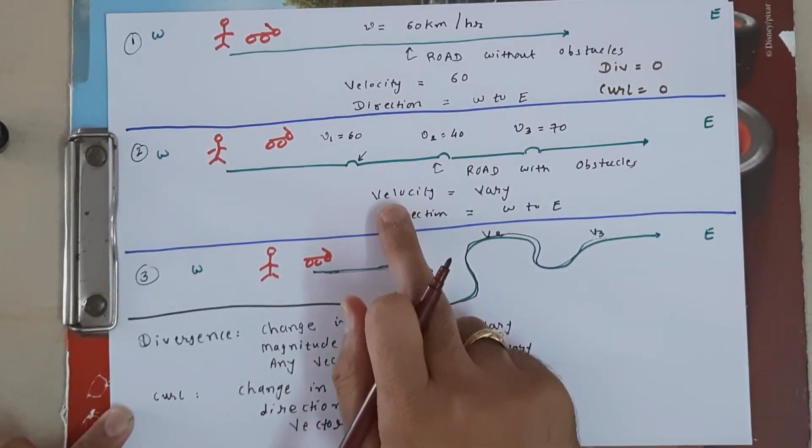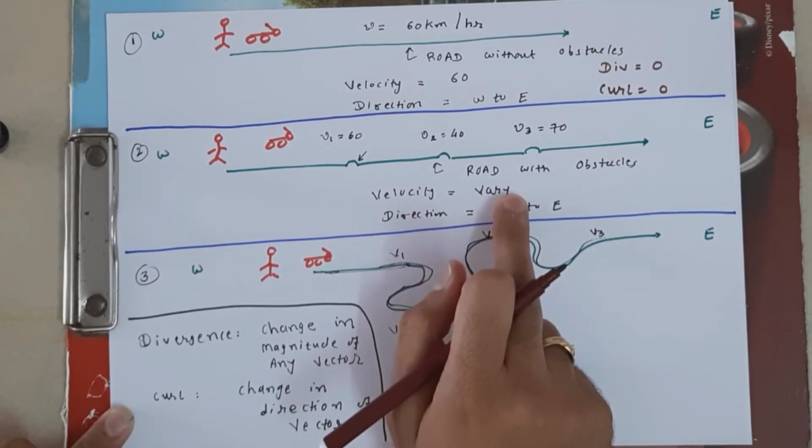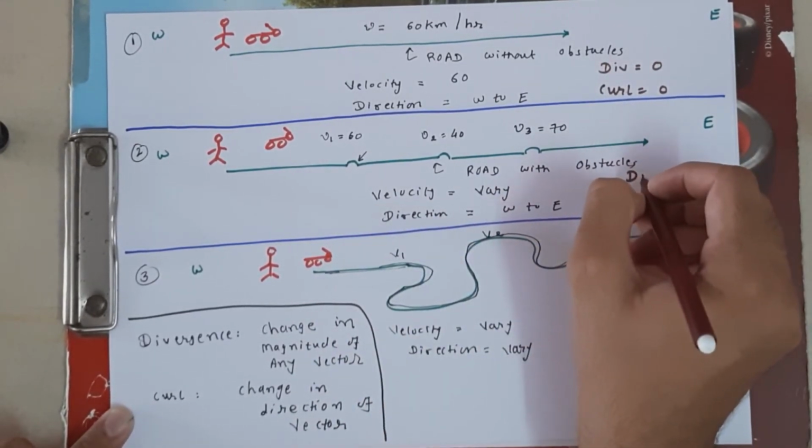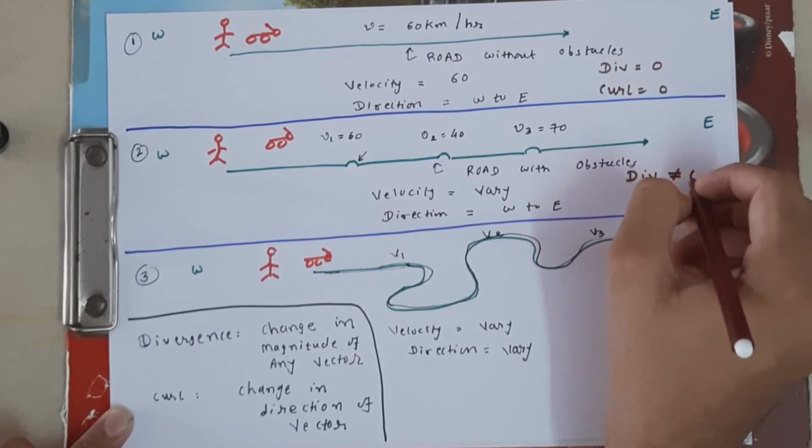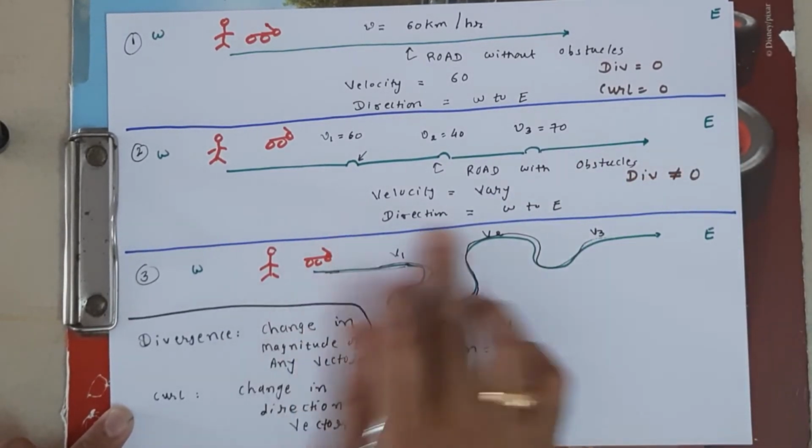Now what about the second case? In the second case the velocity changes, that means divergence is present, so divergence is non-zero. But what about the direction?